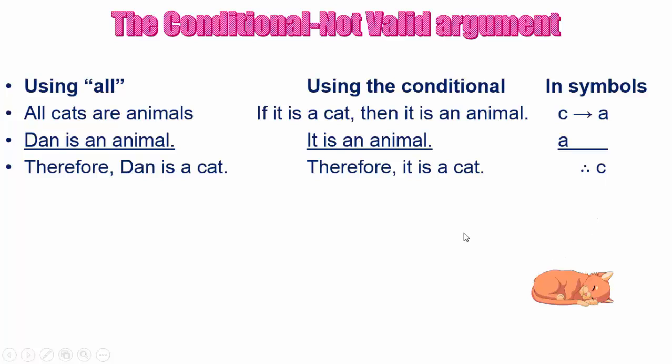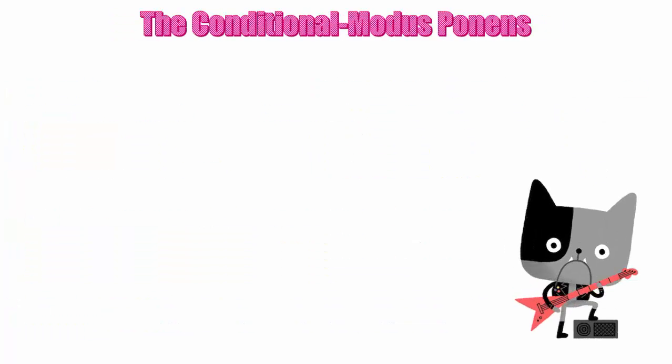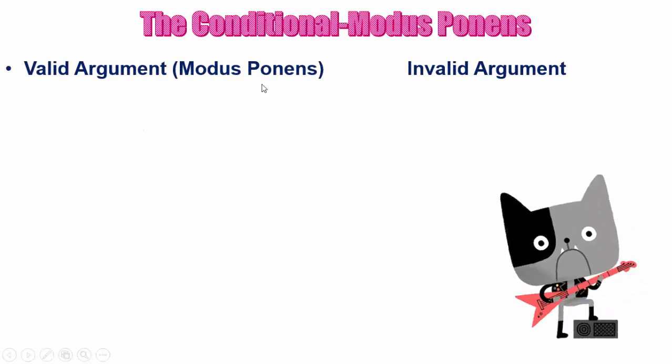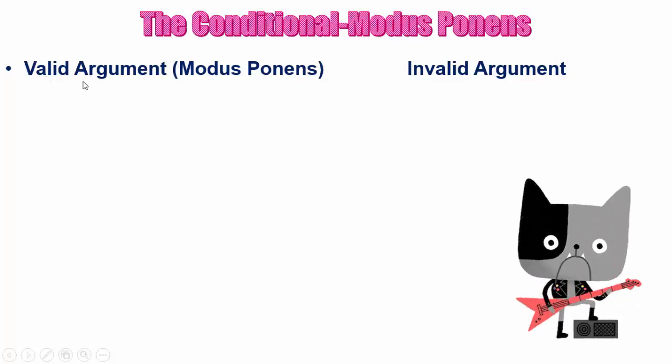So we want to look at the order of these 2 arguments. We see that they are if-then statements, and we want to be very, very careful about what's happening here. Let's look more closely at the 2 arguments, the valid one about Fluffy and the invalid one about Dan. The valid argument is called modus ponens, and that's a Latin name, and you don't have to learn the Latin words. You just have to understand what a valid argument is and an invalid one.